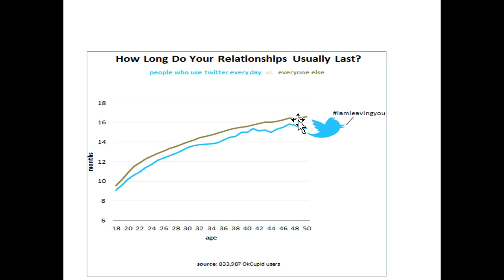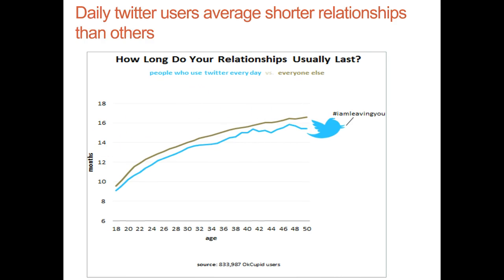So first of all, it should not be people use Twitter every day versus everybody else. That's not a story. That doesn't communicate the main idea. Instead, you might want to go something like this. Daily Twitter users average shorter relationships. Now, oftentimes you'll have a graph that has more than one main story or main point you want your audience to take away. So a secondary point of this graph would be that relationship length increases with age.